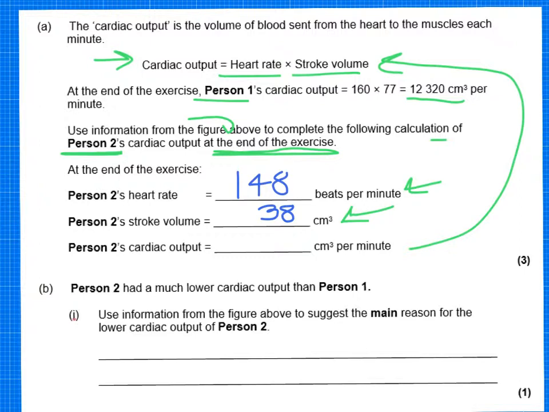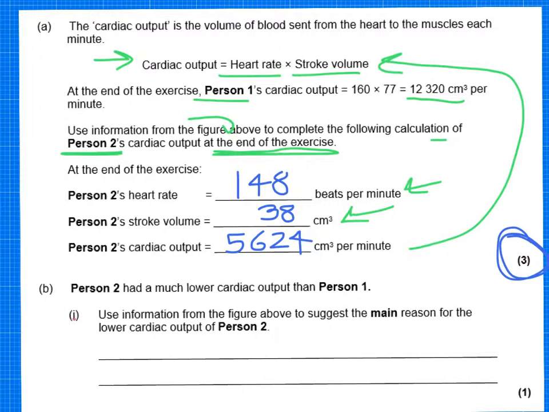So the heart rate is 148, stroke volume is 138, so you just need to multiply those figures and you will find the figure 5624 centimeters cubed per minute. So just using the information they've given you, all that information is given, you can get 3 marks there, which is quite easy marks really, if you realise that you need to use the information they give you.